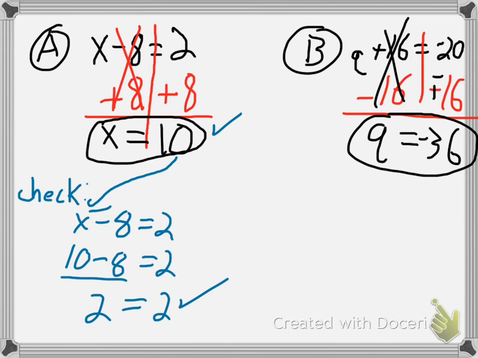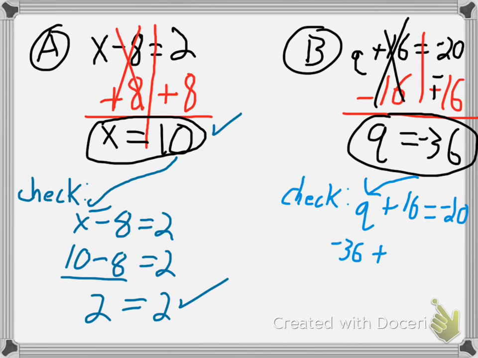Now I want to go through and check it. So I'm going to plug into my original equation, q plus 16 equals negative 20. I'm going to plug my negative 36 in for q here. So negative 36 plus 16, and I want to see if negative 36 plus 16 is going to equal negative 20. So I look at this side.